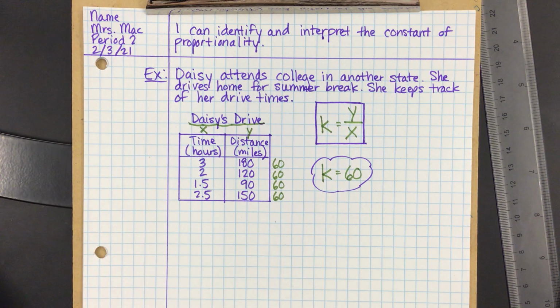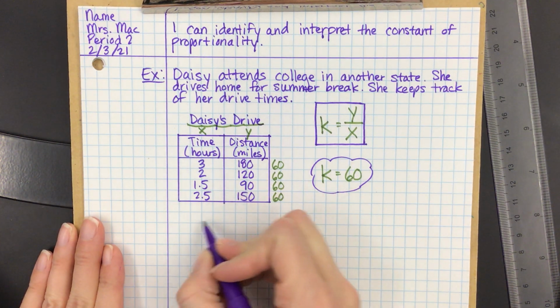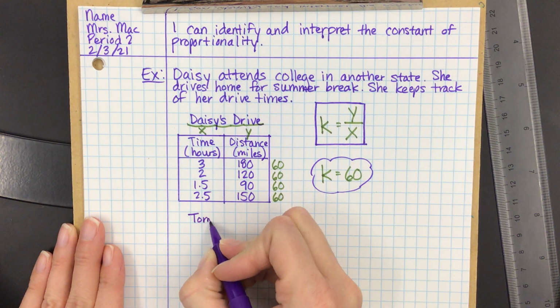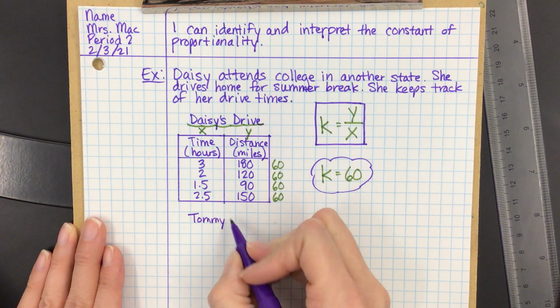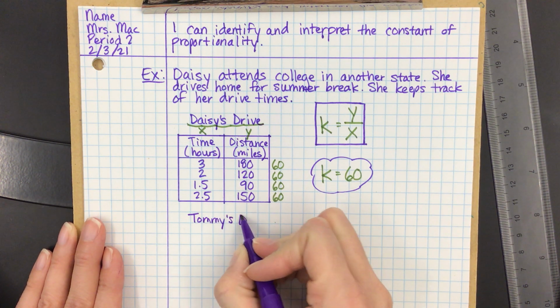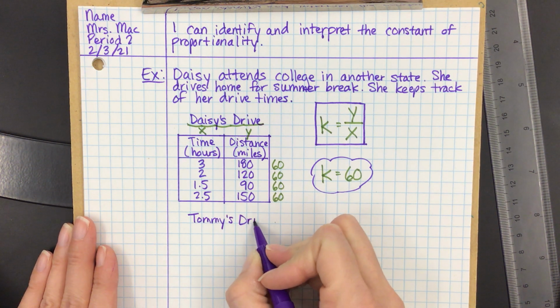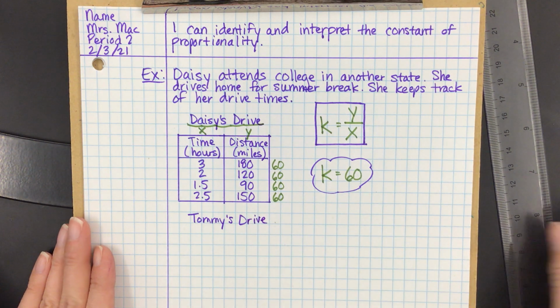All right, now we're going to talk about one of Daisy's friends, Tommy. And we're going to talk about Tommy's drive. Now, Tommy does not like tables. Tommy prefers graphs. So Tommy has represented his drive with a graph.